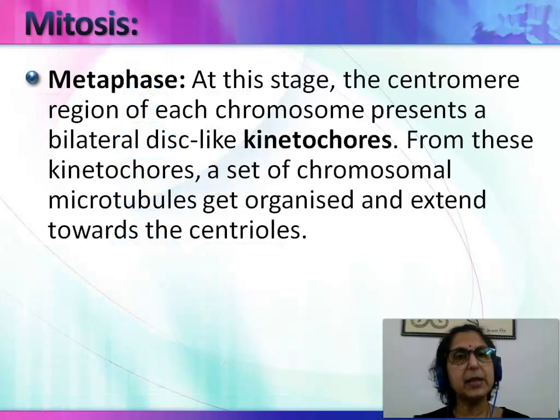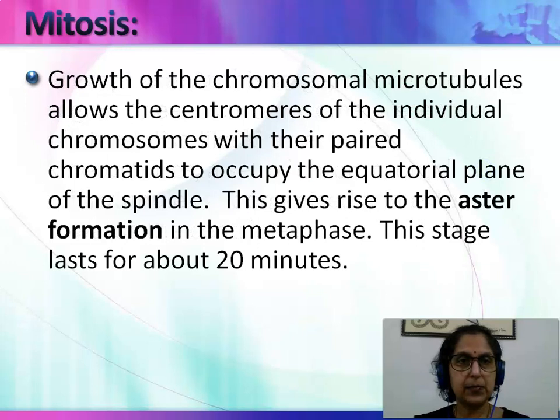Next, we see the metaphase. At this stage, the centromere region of each chromosome presents a bilateral disc-like kinetochore. From these kinetochores, a set of chromosomal microtubules get organized and extend towards the centrioles. Growth of the chromosomal microtubules allows the centromeres of the individual chromosomes with their paired chromatids to occupy the equatorial plane of the spindle. This gives rise to the aster formation in the metaphase, and this stage lasts for about 20 minutes.